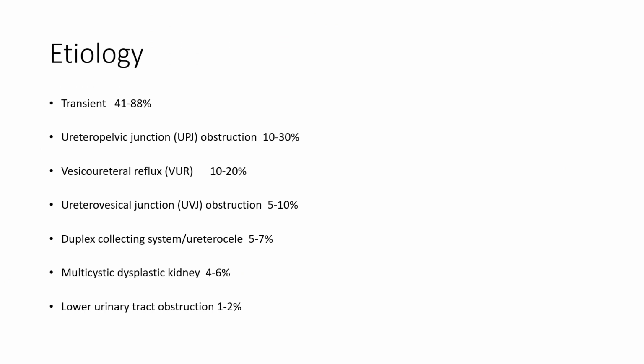Etiology for urinary tract dilatation. Most commonly, it is transient, and it constitutes about 41 to 88%. Ureteropelvic junction obstruction constitutes about 10 to 30%. Vesico-ureteric reflux constitutes about 10 to 20%. Uretero-vesical junction obstruction constitutes about 5 to 10%. Duplex collecting system or ureterocele constitutes about 5 to 7%. Multicystic dysplastic kidney constitutes about 4 to 6%. Lower urinary tract obstruction constitutes about 1 to 2%.